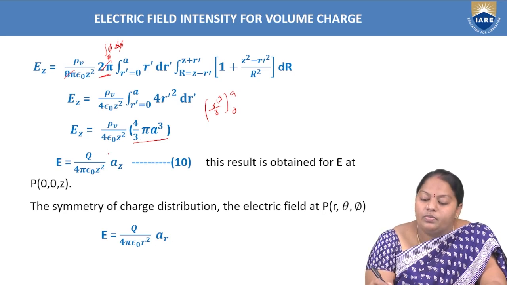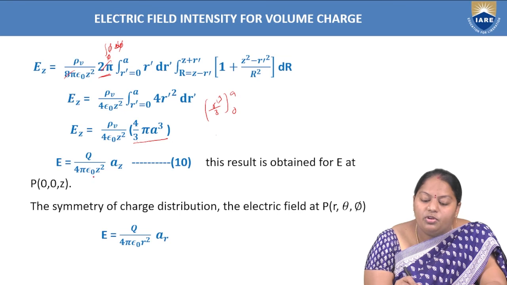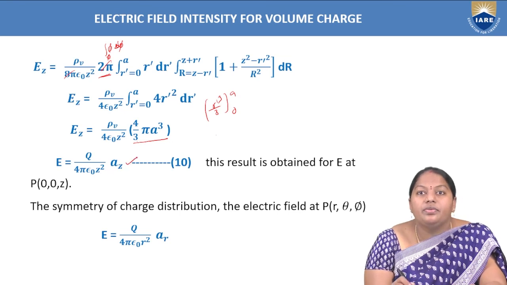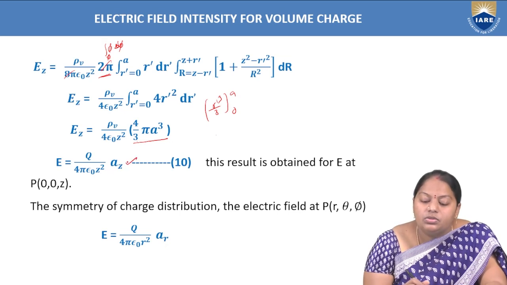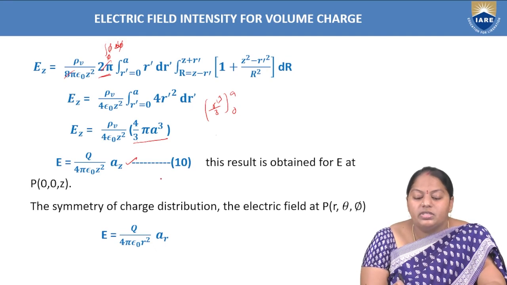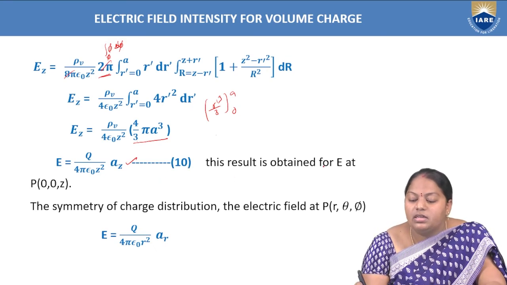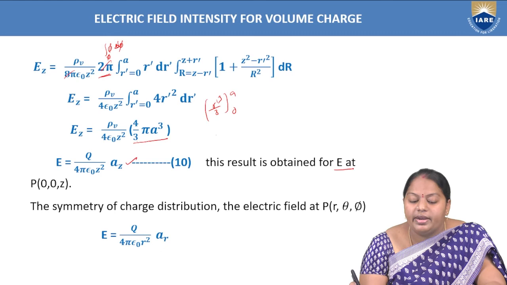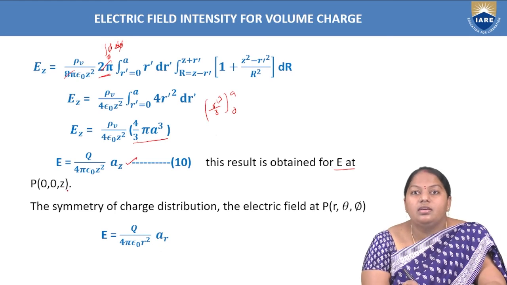the charge q, and q by 4 pi epsilon naught z square into az is left out. This is the equation, and the result is obtained for E at a particular point P at 0, 0, z.